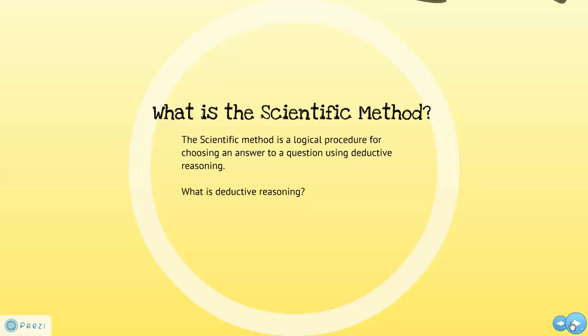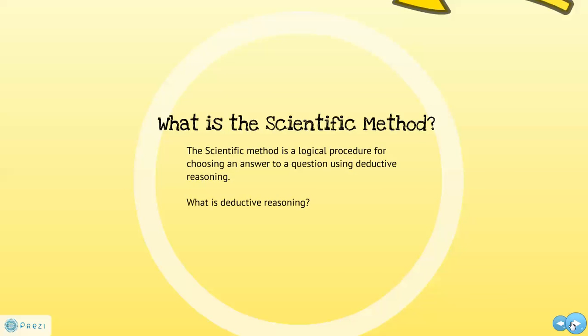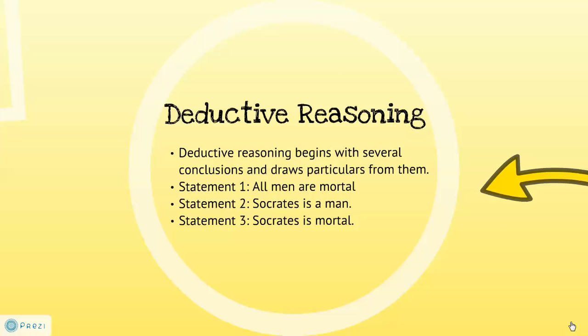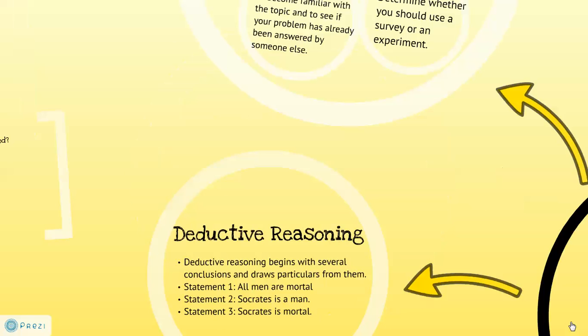You guys will need to use it in class when we go through labs and things like that. So it's really, really important, and it uses deductive reasoning. And just to recap from last session, deductive reasoning begins with several conclusions and draws particulars from them. So all men are mortal. Socrates is a man, so Socrates must be immortal.